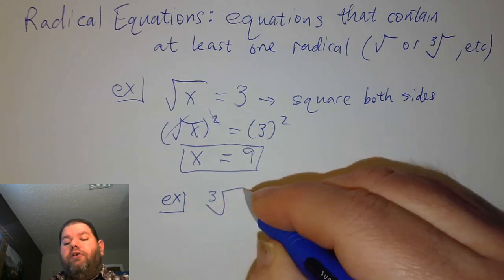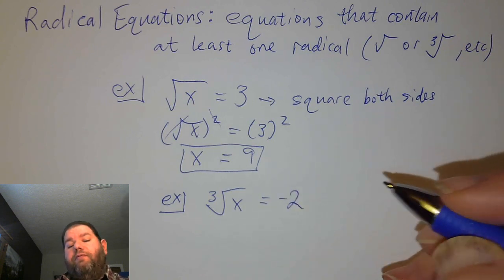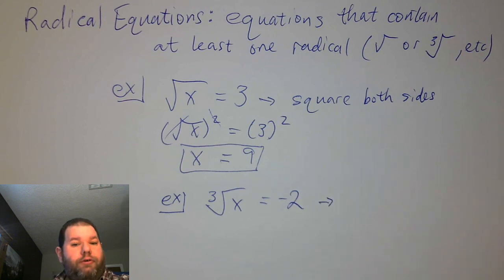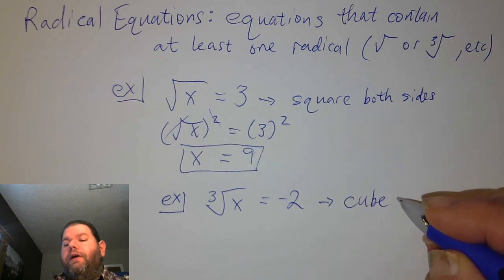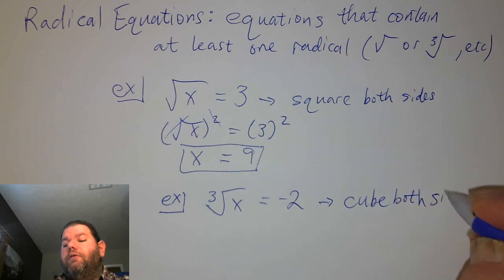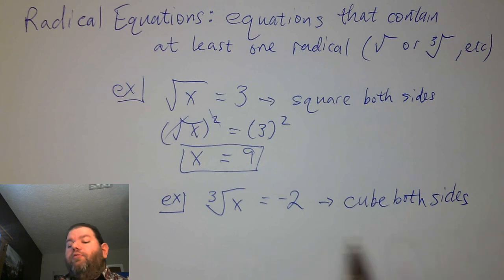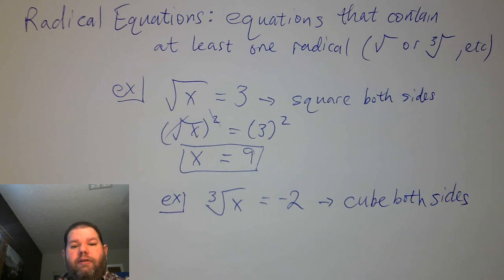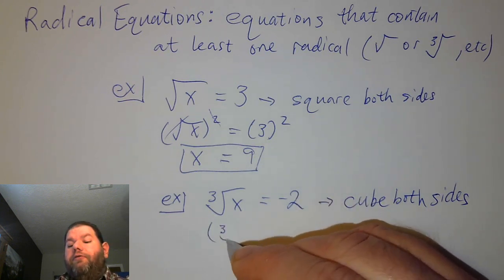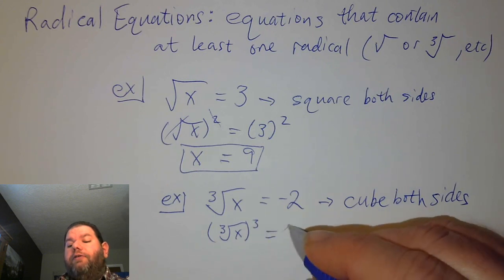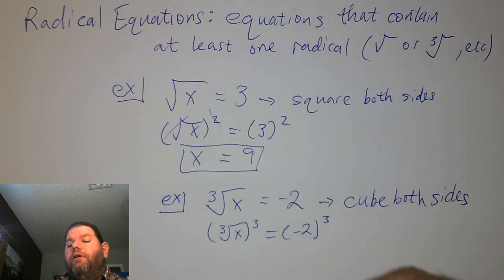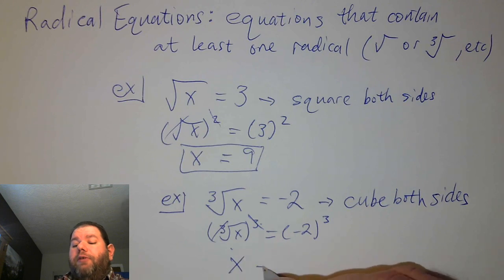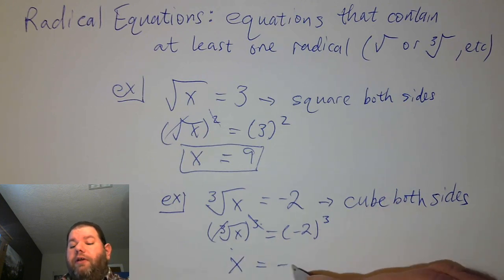Now, if we have like a cube root of x equals negative 2, for instance, it's really the same approach. If we have a third root, we will raise both sides to the third power, or cube both sides, as we say. Again, whatever we do to one side of the equation has to be done to the other side. That's why we're applying this on each side. So that means we have the third root of x to the third power equals negative 2 to the third power. So the third root cancels out the cube, or vice versa. And we end up with x equals negative 2 to the third power, which is negative 8.